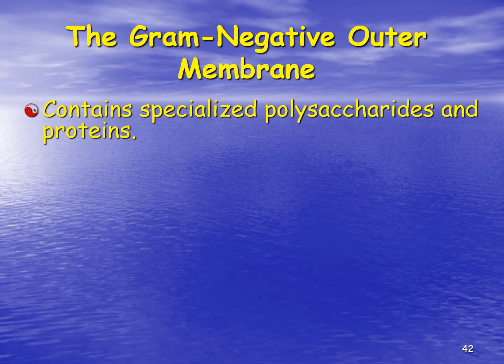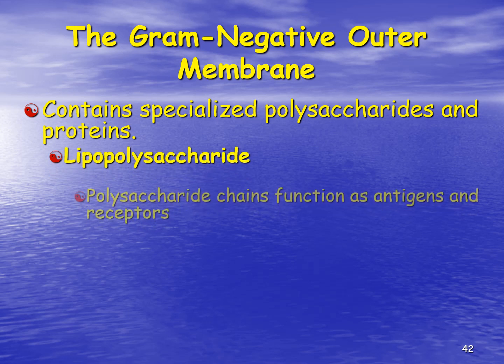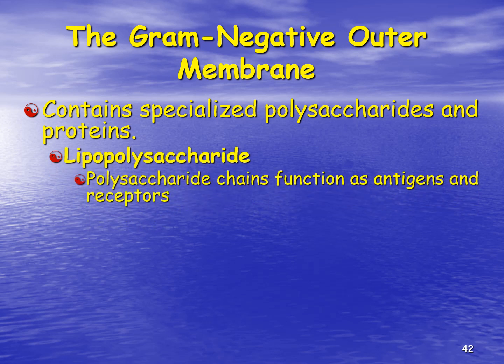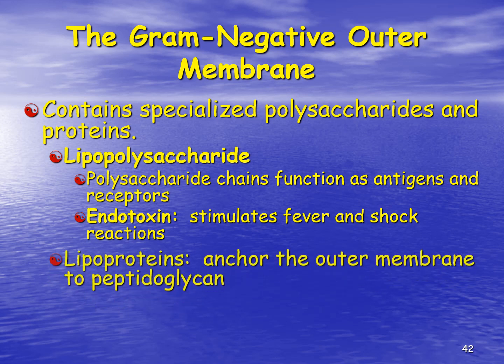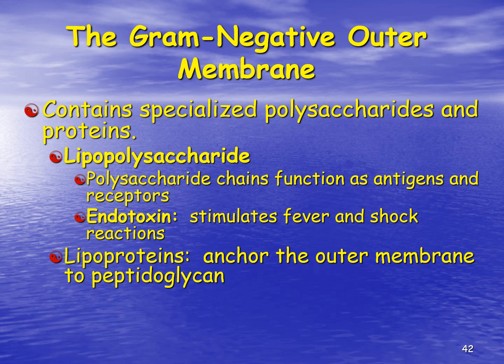The gram-negative outer membrane, which is really part of the cell wall, is again a bilayer of phospholipids that contains specialized polysaccharides and proteins. These lipopolysaccharides will function as antigens and receptors on the surface of the cell, and they may actually become what we call endotoxins. And this is one reason gram-negatives can cause a lot of problems, because these endotoxins can actually stimulate fever and shock reactions within their hosts. The lipoproteins will help anchor the outer membrane to the thin layer of peptidoglycan.